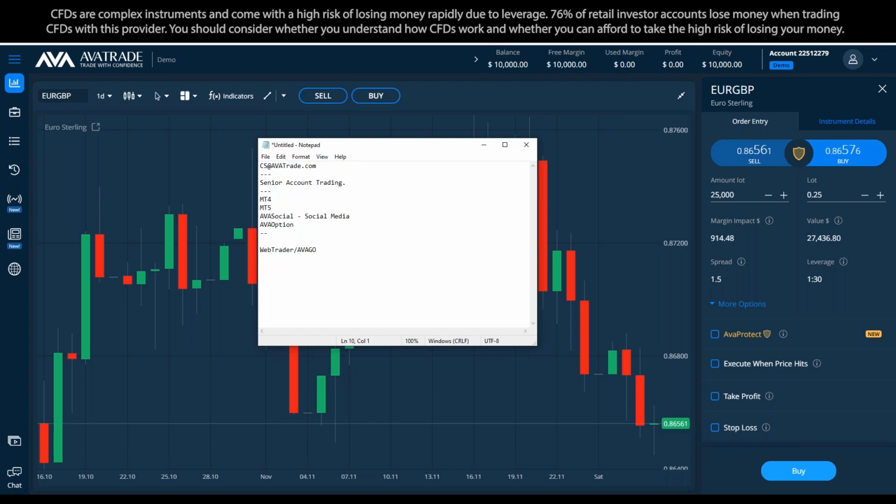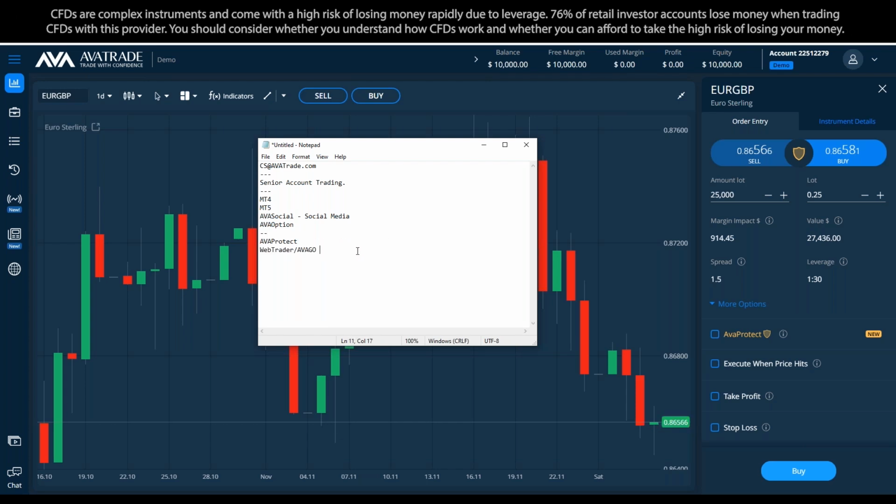Okay, so Ava Protect can be found only on WebTrader and the AvaGo. Yeah, the AvaGo and the WebTrader, you cannot find it on MT4 and MT5.